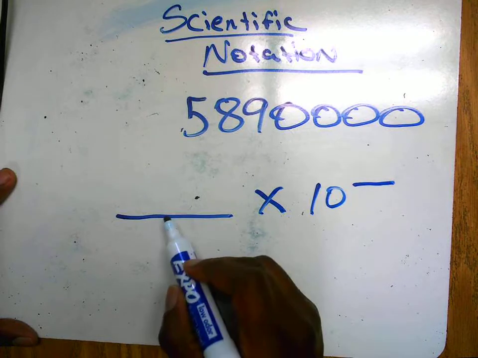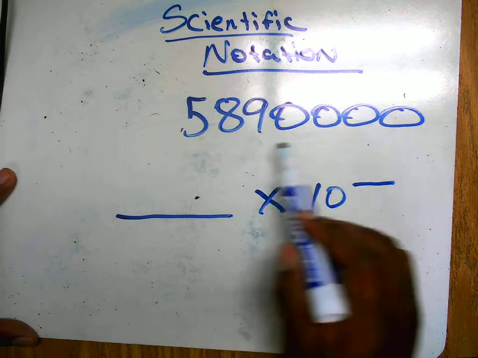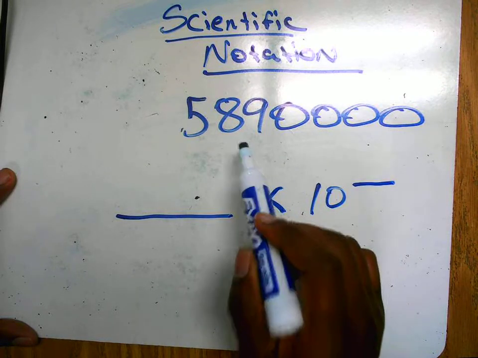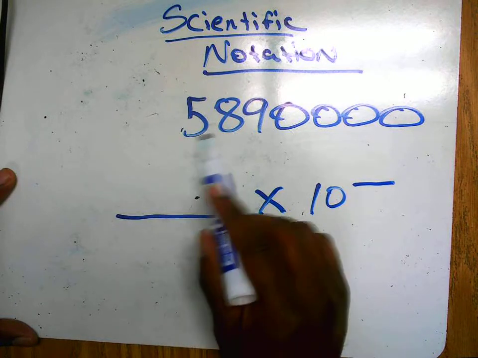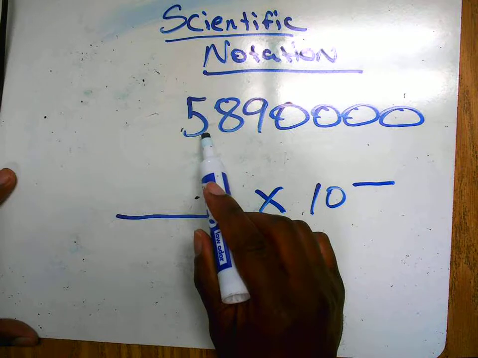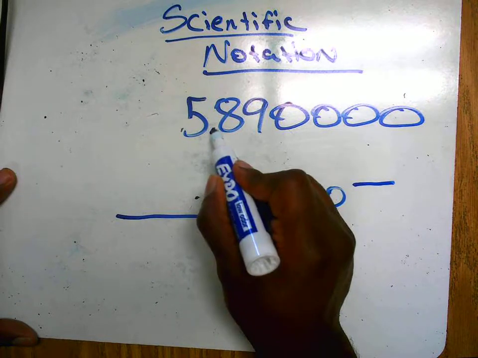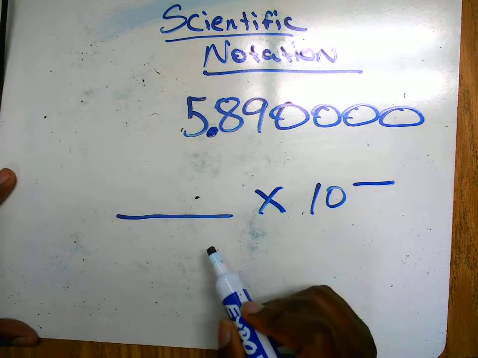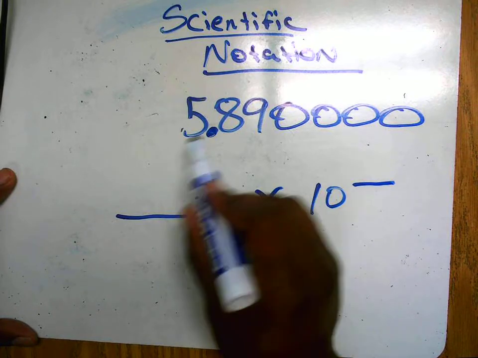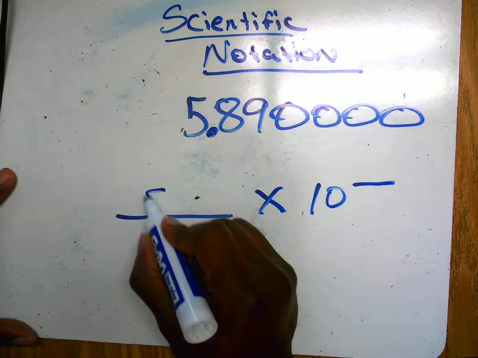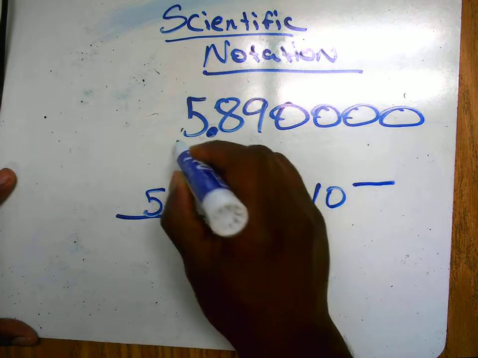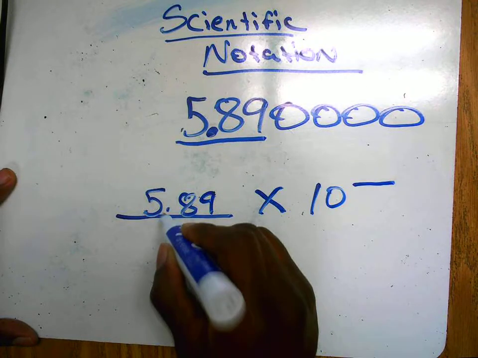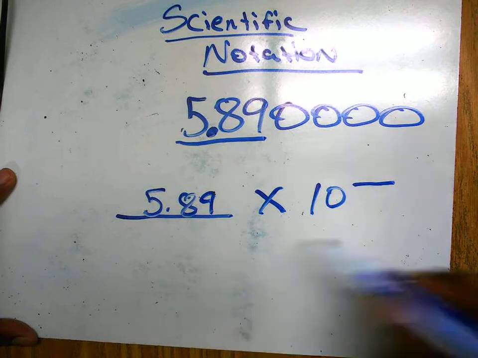How do we find this number? We look at the standard form and find the first number that's not 0. So we look from left to right. 5 is the first number that's not 0, and then we put a decimal after that. Now that means our base number is going to be 5.89. We have to write every number that's not a 0 into our base or our factor.